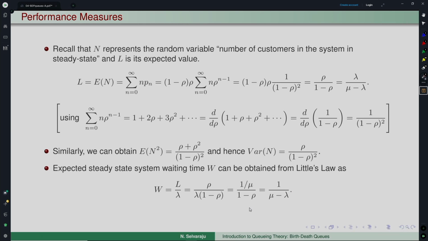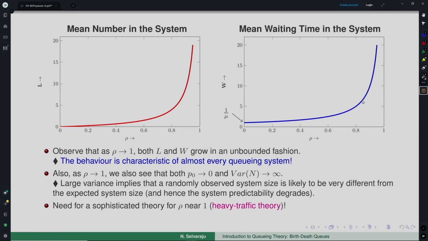So, this is the what-if analysis that one needs to do, and for this purpose you try to obtain these simplified measures rather than dealing with the distributions themselves. Now, if you do this for the quantities L, the mean number in the system, and W, the mean waiting time in the system, as a function of rho, its behavior will be of this nature.